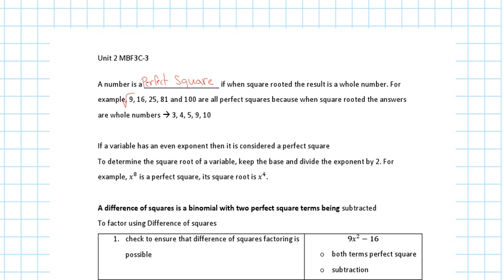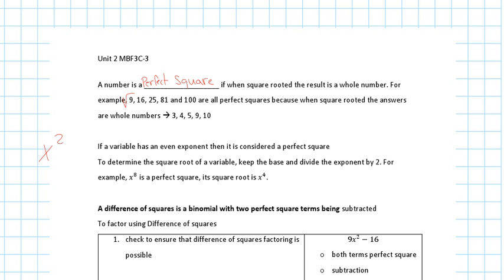Okay? The other thing that you're going to have to look for is the letter. How do I know that a letter is a squared letter? By the exponent. If the exponent is even, so it's an even number, 2, 4, 6, 8, then I know that it's a perfect square. So if I have x to the power of 8, that's a perfect square, because it's an even exponent.